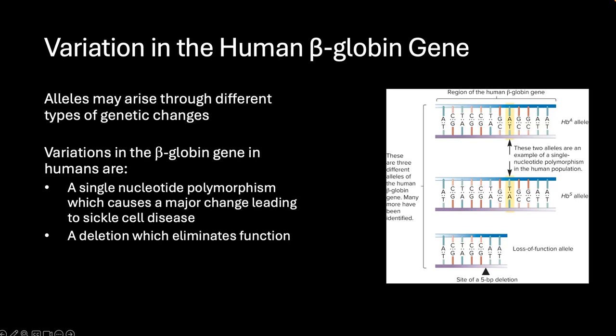These random mutations can result in new alleles, and in some cases, these alleles can lead to detrimental phenotypes. Here we see variations in the beta globin gene, which, depending on the mutation, can change or eliminate the function of this crucial gene in our bodies.